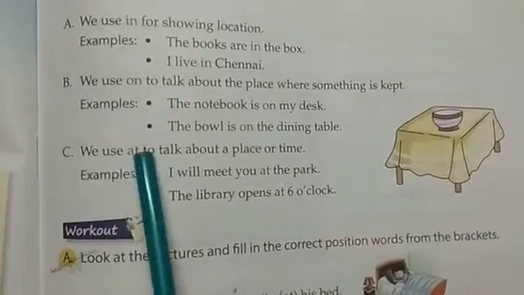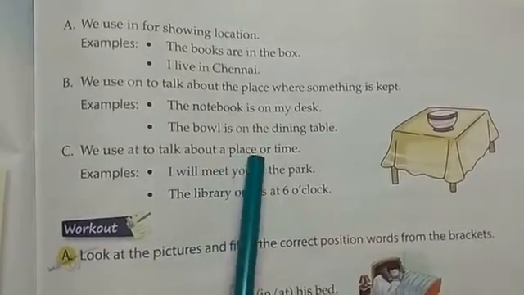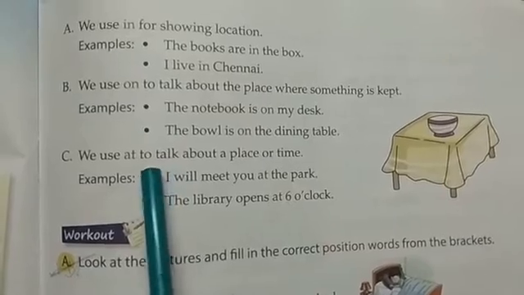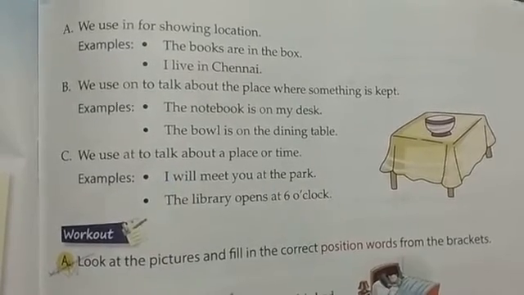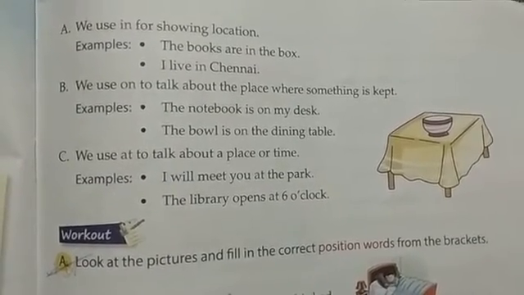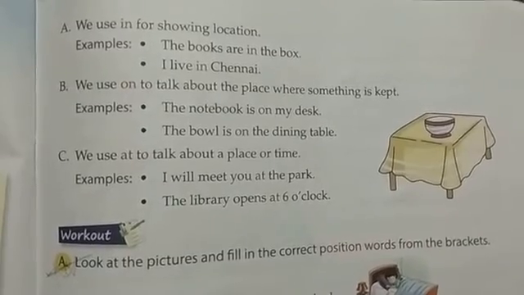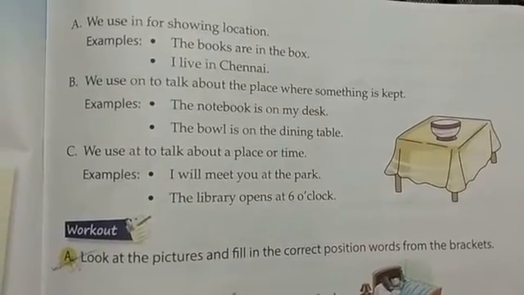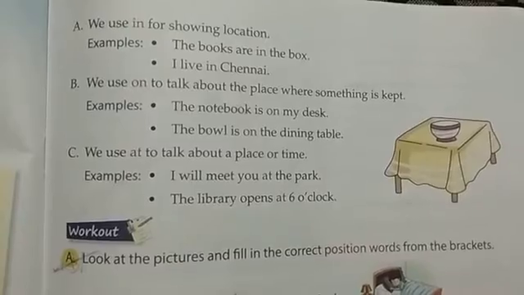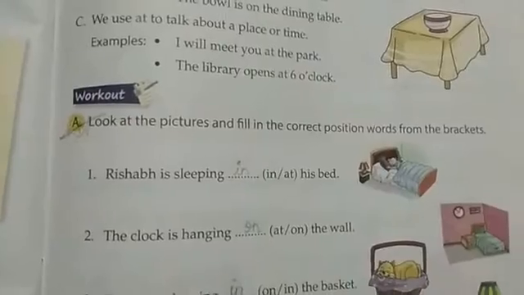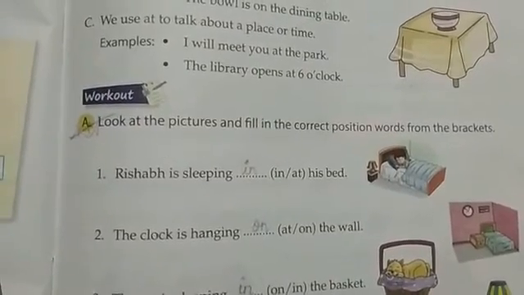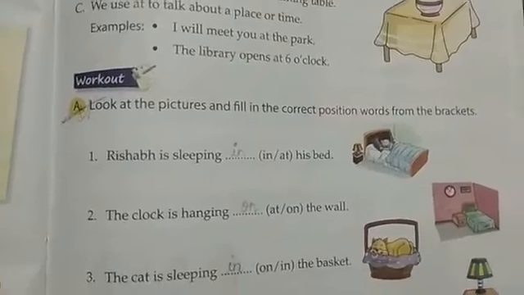Number C, we use at to talk about a place or time. So at is used to talk about any kind of place or time. When we are talking about any time or when we are talking about a particular place, we will use the word at. So this was all about the chapter. Now we will start the exercise.